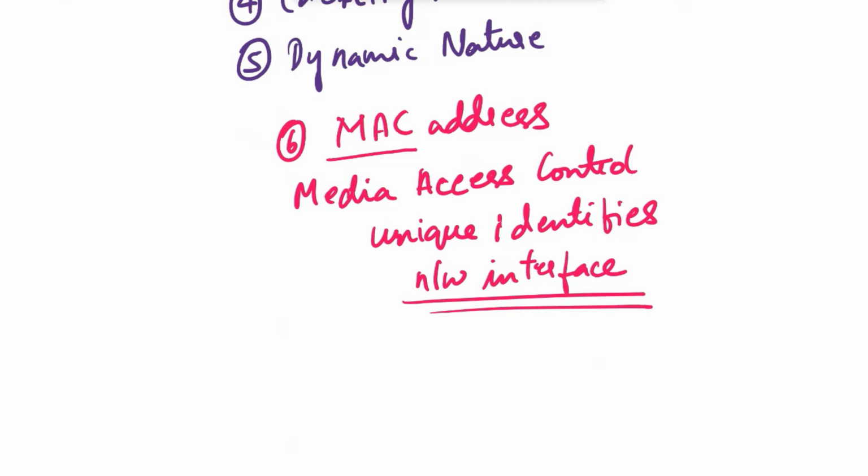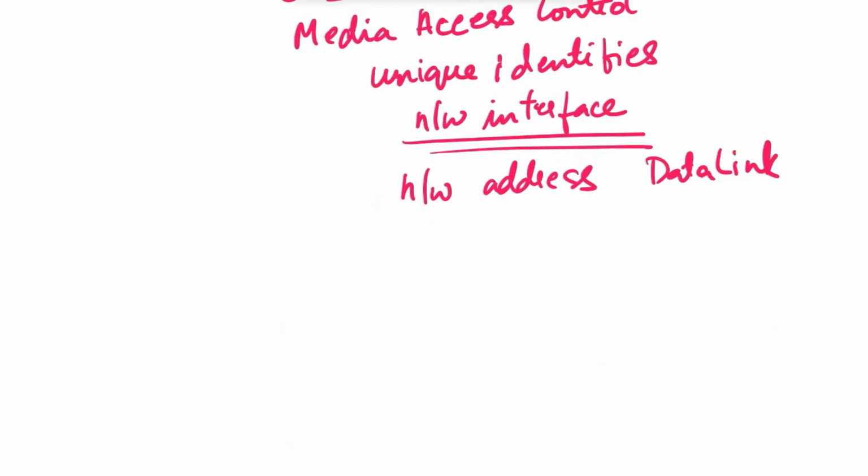It is a hardware address. It operates at the data link layer. MAC addresses are essential for the proper functioning of Ethernet and other data link layer technologies. Let's see some of the key aspects of MAC addresses.